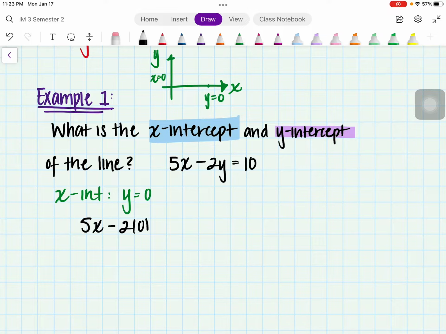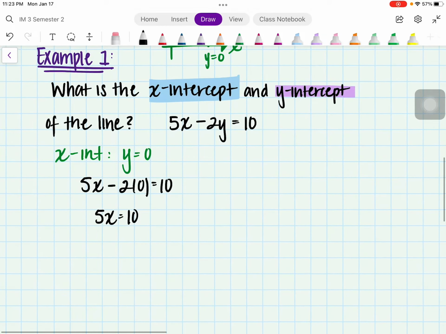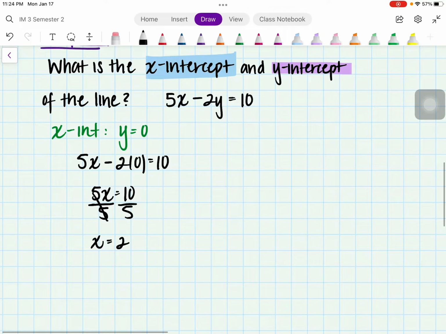So I have 5x minus 2 times 0 equal to 10. 2 times 0 is 0, so we're just left with 5x equals 10. Since we're solving for x here, we divide by 5 on both sides, and x equals 2. So our x-intercept is at the point (2, 0).